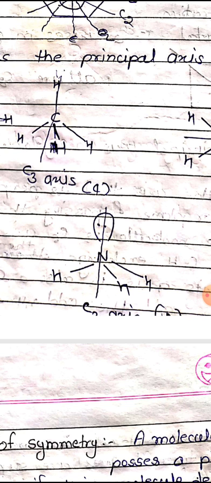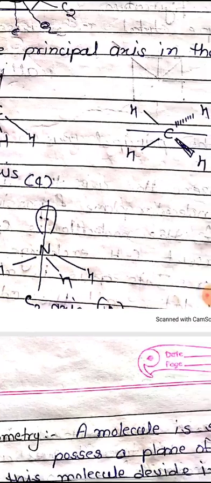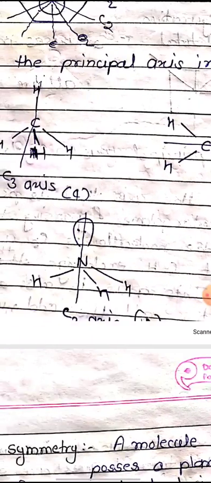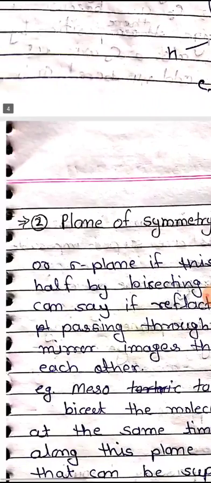If the molecule is rotated around this axis, then you will get an indistinguishable configuration if the molecule is rotated by an angle of 120 degrees, as in the BF3 molecule. Therefore, this axis will be a three-fold axis of symmetry or C3 axis.